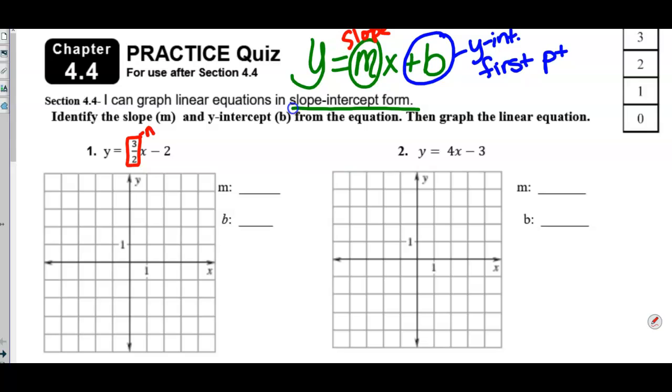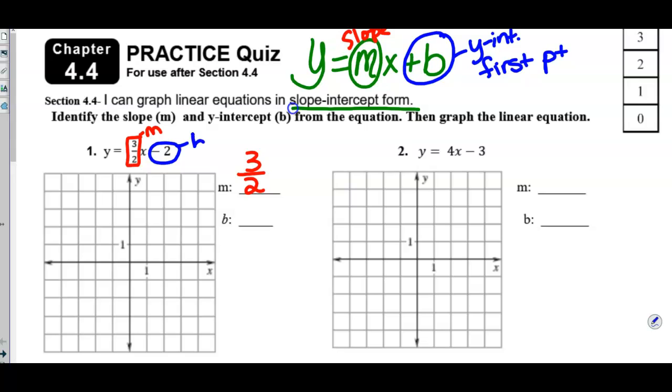So our slope is called the m variable, so I rewrite that. This is my slope, 3 over 2. I'm going to use that later to rise and run. So then to find my b, remember for this section, our b is the number out by itself with the sign in front of it. So that would mean this is a -2.